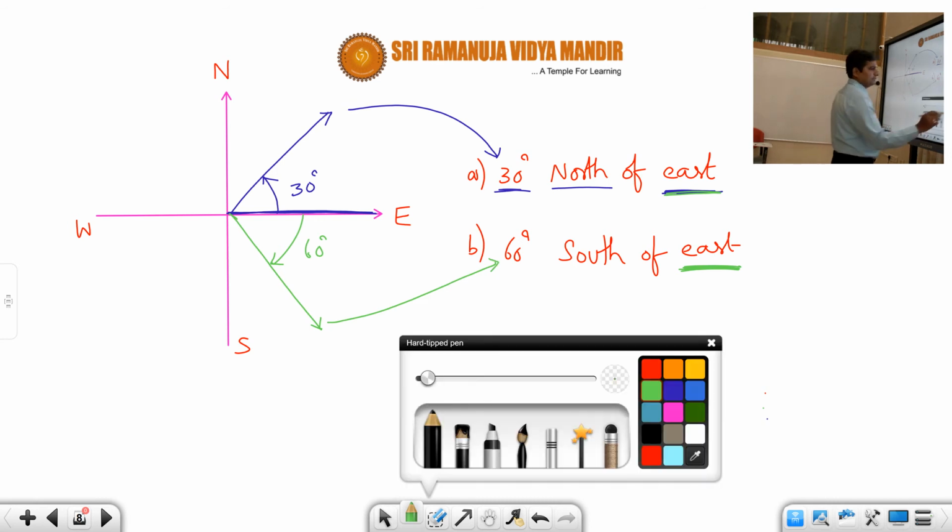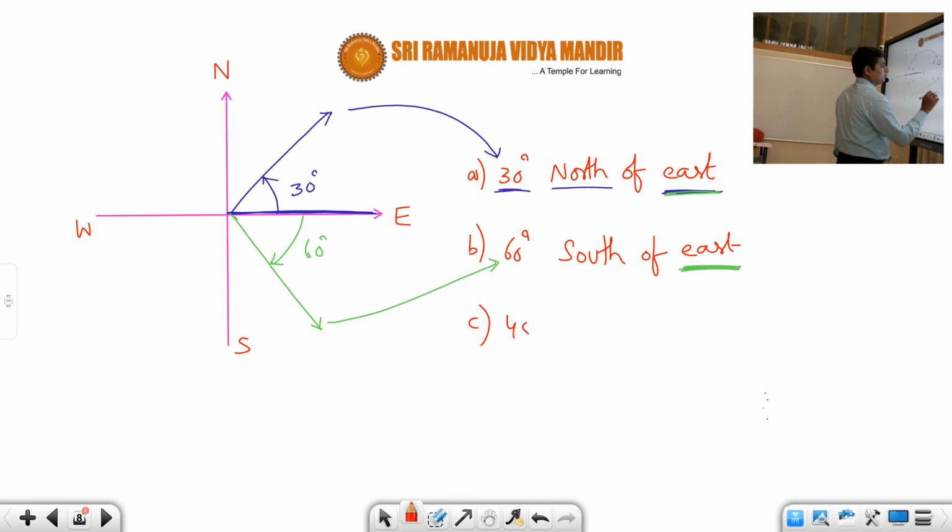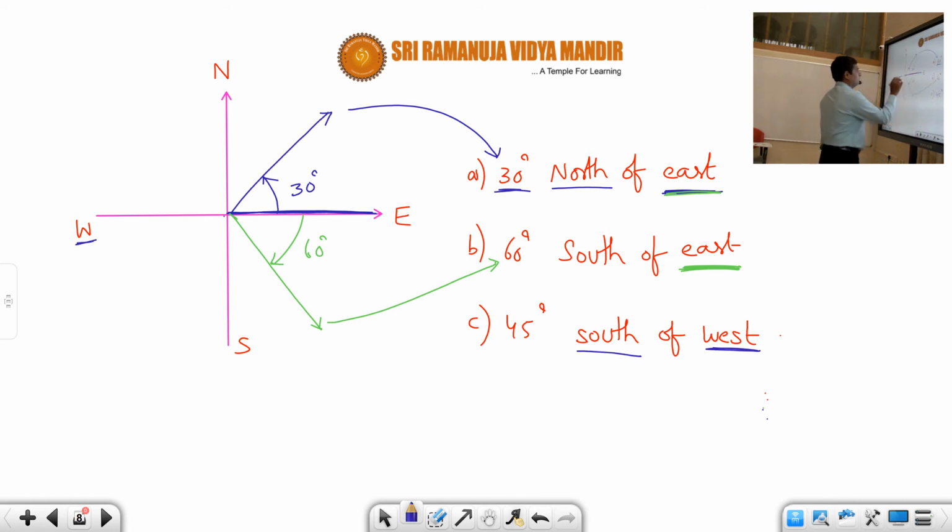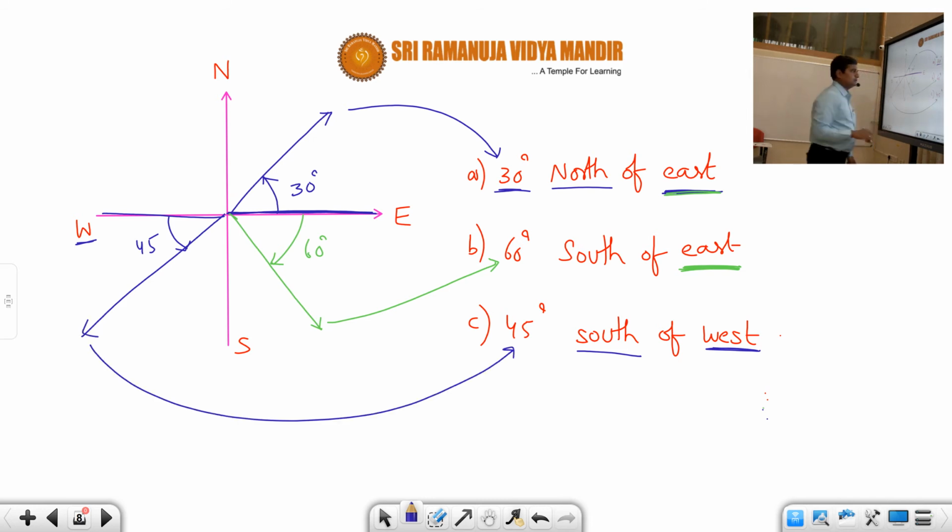Suppose if they say, students, 45 degrees south of west. First what we have to do, students? First we have to start from west. Start from west. And which side do you have to go? South. So from west you should go to south. By how much angle? 45. So if you draw 45, then this vector is called 45 degrees south of west.